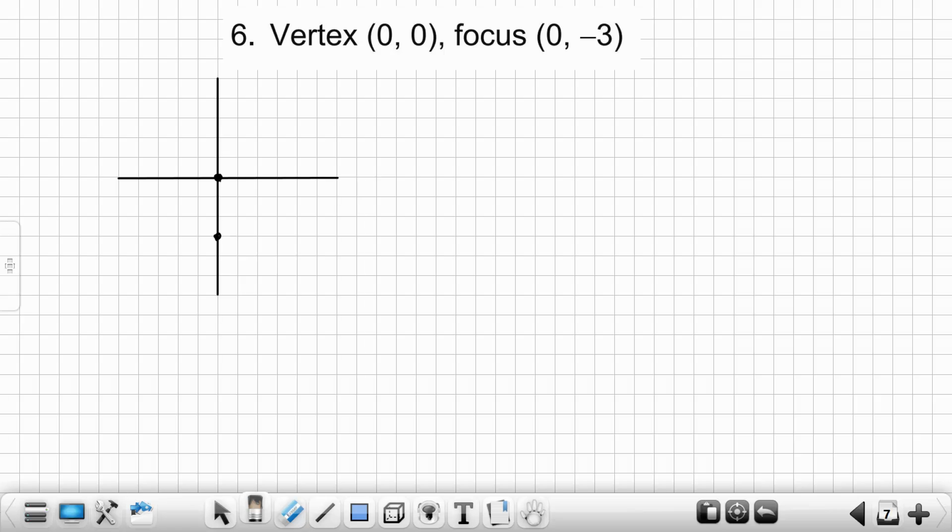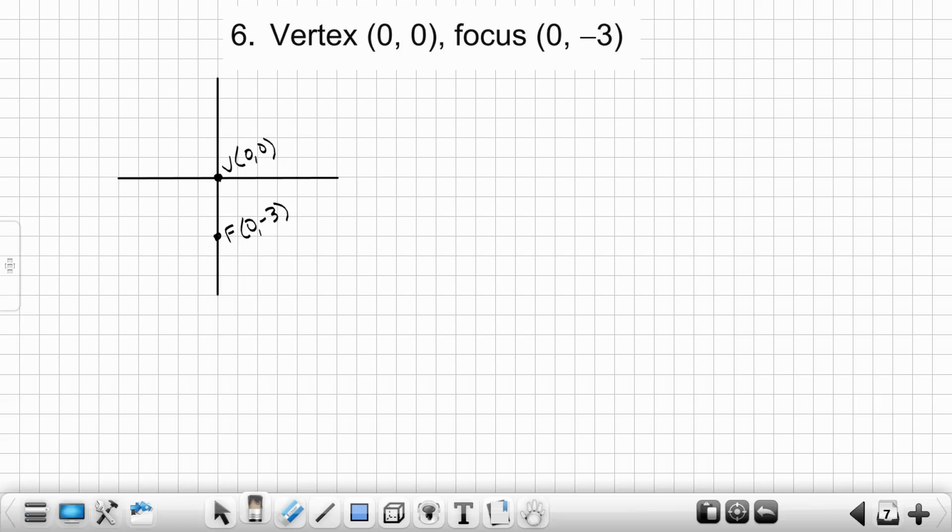Okay. I've graphed the vertex. You skipped a 6, but that's okay. Anyhow, which way does it face, guys? Down. Right? Faces down. We've got the vertex at 0, 0, and we've got the focus at 0, -3. So it faces down.